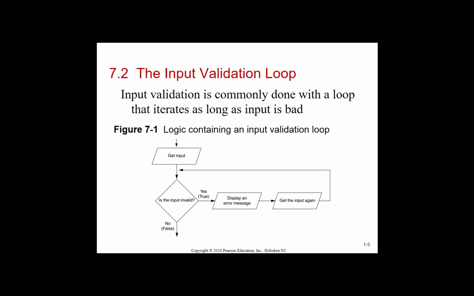You get input, and then they check to see if it's invalid. If it's invalid, they display an error message, get the input again, go back up and check to see if it's invalid again. Once it's valid, it goes down to no and then processes the rest of the program.